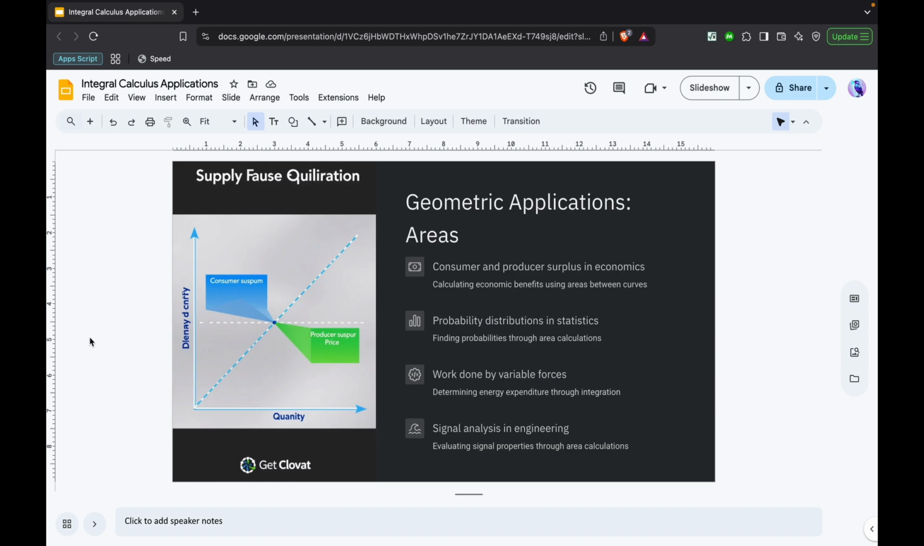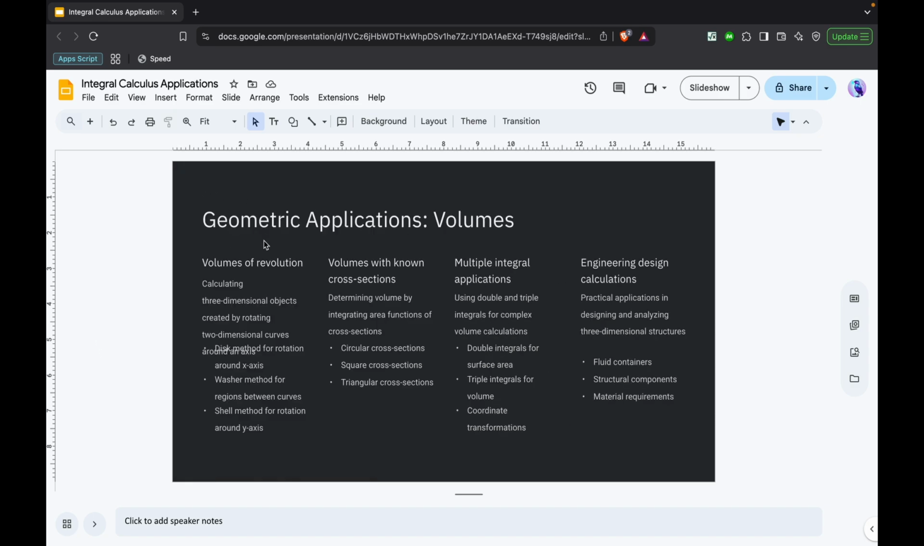Now, this is more of a physics one, work done by variable forces. It's basically integrating the area under the curve where you have force on one axis. And then the last one is signal analysis and engineering. Basically signal waves and other similar waves, and we're using area calculations and a lot of trigonometry. Now, the geometric application of volumes.